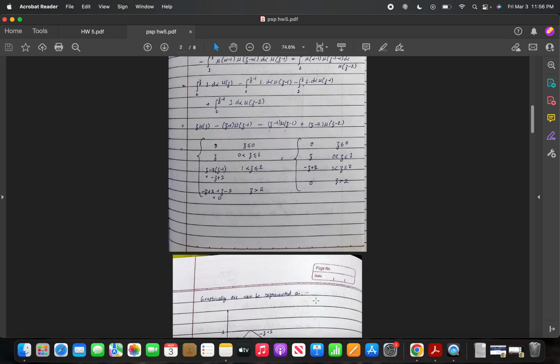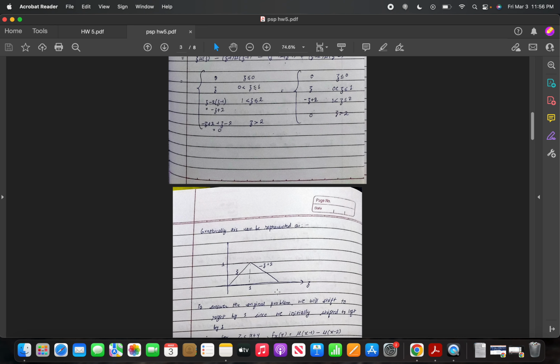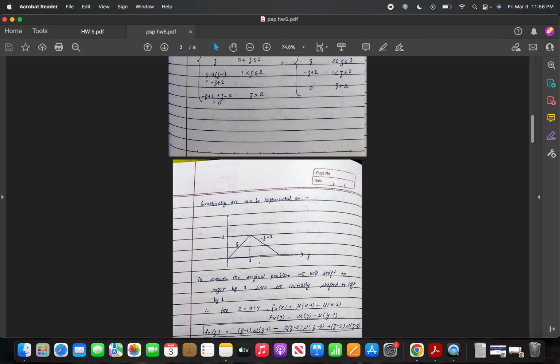So when we try to plot the graph for this, we get this graph where we can see that for z less than or equal to 0, it is 0. For z between 0 and 1, the graph is z. From 1 to 2, it is minus z plus 2, so negative slope. And for z greater than 2, it is 0. Now this is the result that we got after shifting to left by 1.